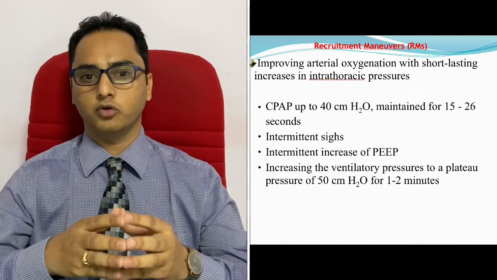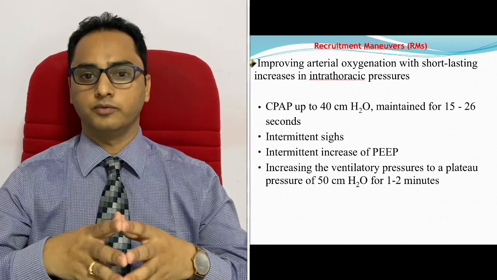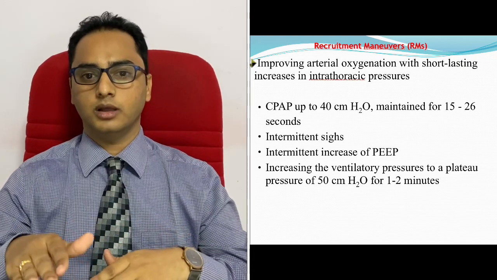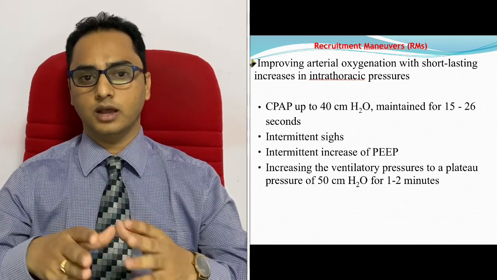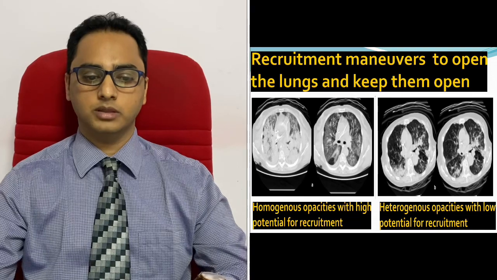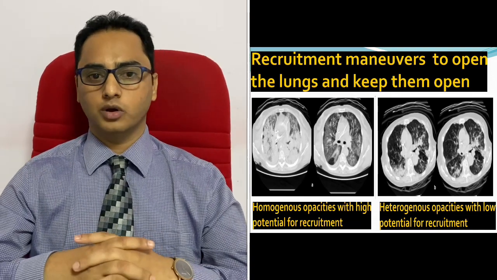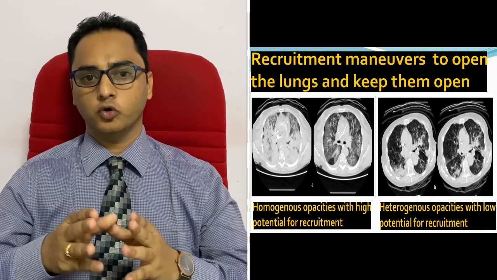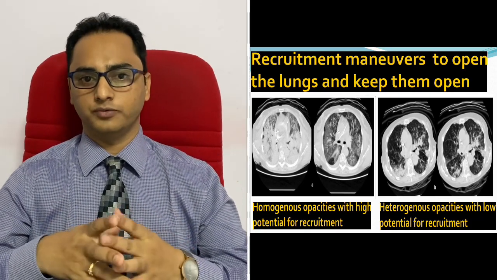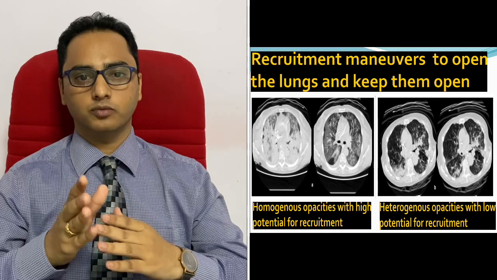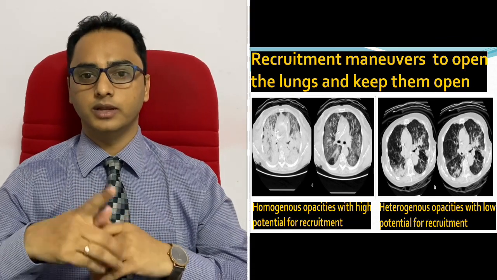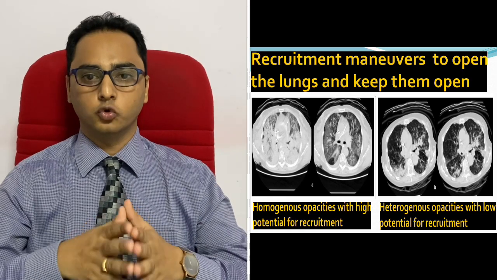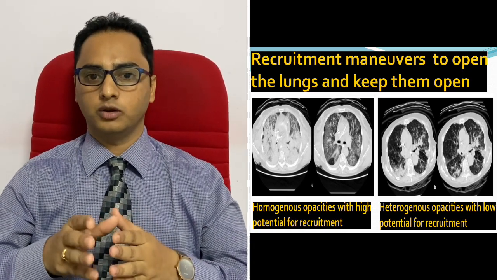Basically, recruitment maneuver is to expand the alveoli, fill the alveoli. The same expansion can then be maintained with the application of PEEP. So distend the alveoli with recruitment. But the problem is that only those patients who have homogeneous opacities, those with a PF ratio that fits into moderate to severe ARDS, and those who have ARDS because of an indirect, extrapulmonary or secondary cause, benefited from this recruitment maneuver.